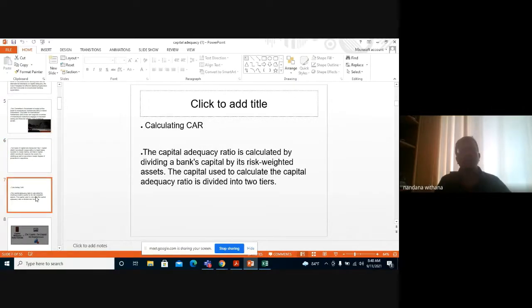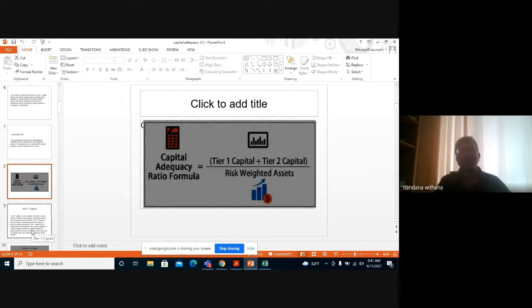Calculating capital adequacy ratio. The capital adequacy ratio is calculated by dividing the bank's capital by its risk-weighted assets. So we have two tiers, Tier 1 capital and Tier 2 capital. If you aggregate them and divide by risk-weighted assets, we call it the capital adequacy ratio.